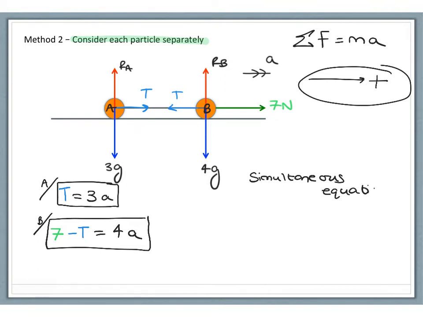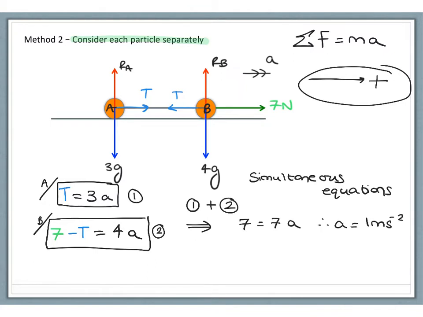And these are a particularly easy pair of simultaneous equations to solve because one contains a positive T term, one contains a negative T term. So if we add them together, we will cancel out T. So this gives us 7 equals 7a, so a equals 1 metre per second squared, and then if we substitute back into either equation, I'll substitute into equation 1, this gives me T equals 3 newtons again. I quite like this method because it gives you all of the information in one set of equations. You can then solve them and find both your unknowns together.